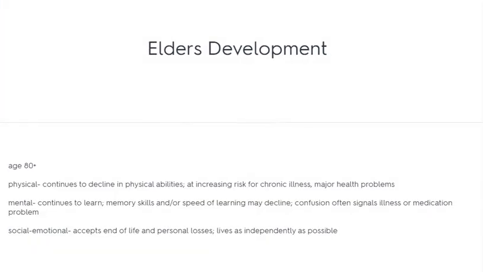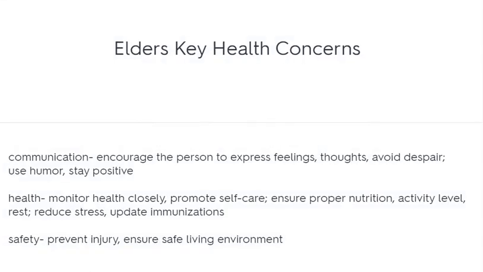Elders development. Elders key health concerns. Communication: encourage the person to express feelings and thoughts, avoid despair, use humor, stay positive. Health: monitor health closely, promote self-care, ensure proper nutrition, activity level, rest, reduce stress, update immunizations. Safety: prevent injury, ensure safe living environment.